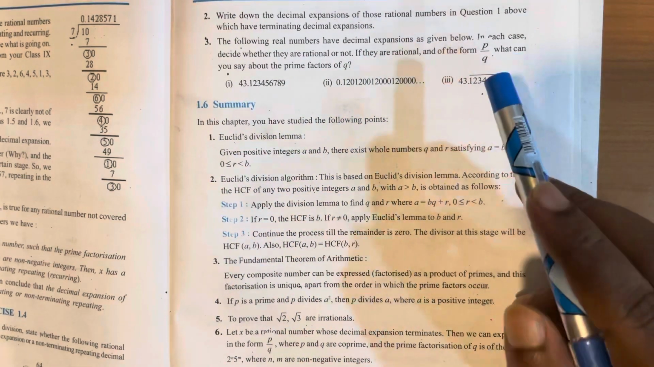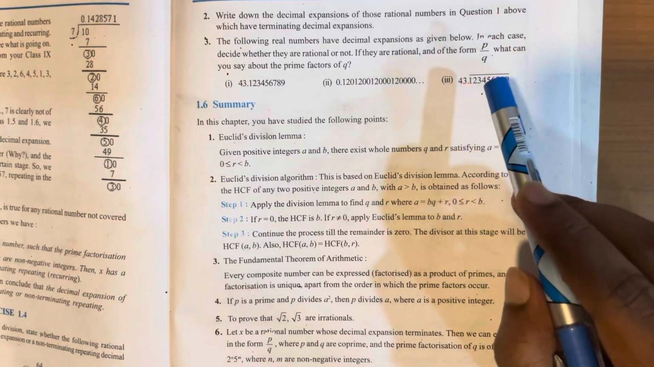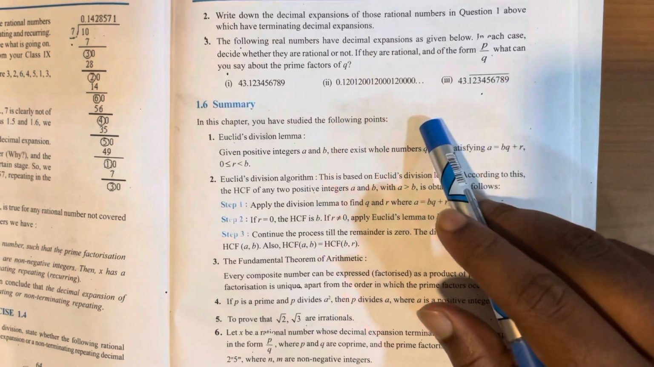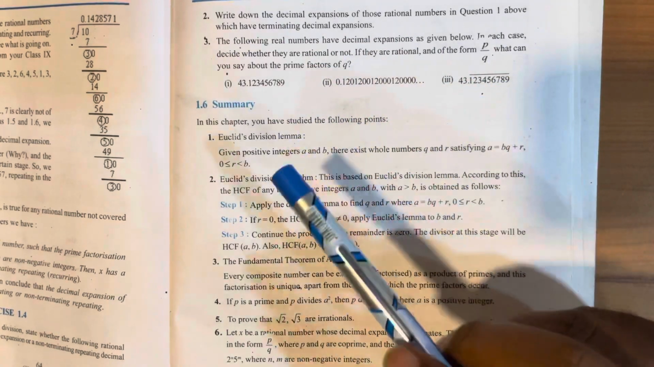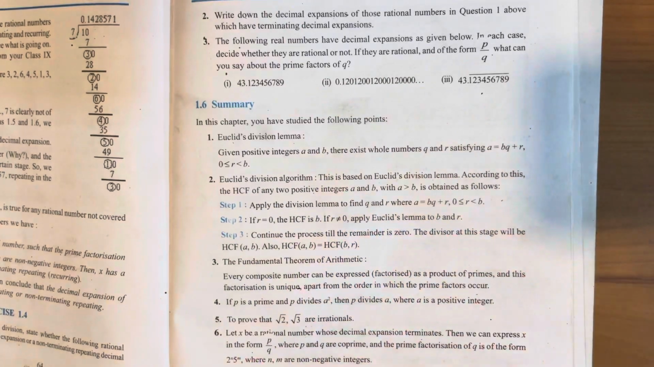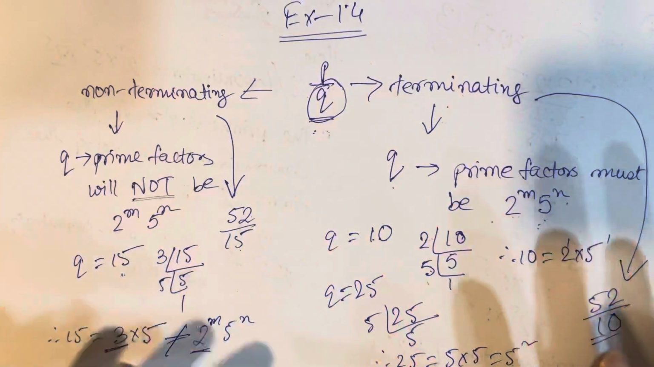Number 3, it is non-terminating. It is rational, but it is non-terminating. So since it is non-terminating, the prime factors of q will not be of the form 2 to the power m into 5 to the power n. So that is how you solve these sums of exercise 1.4. I hope you have understood what we have discussed here today. These are two very simple concepts. I hope it is clear to you.